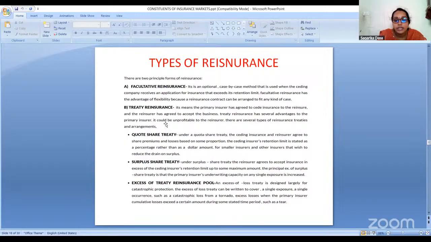Then excess of loss treaty reinsurance pool is designed largely for catastrophic reinsurance. The last one, excess of loss treaty reinsurance, is mainly meant for catastrophic losses, that is unexpected losses due to earthquake, floods, or anything else like that, the natural calamity loss. So for that, the last one is mentioned. So these are the types of reinsurance which we can see.